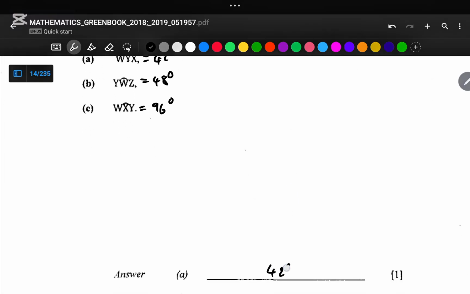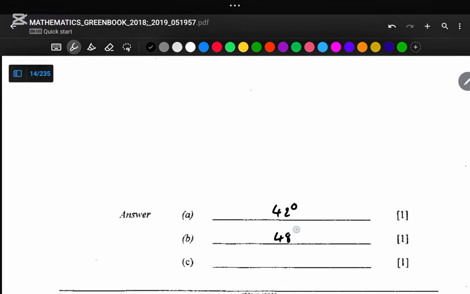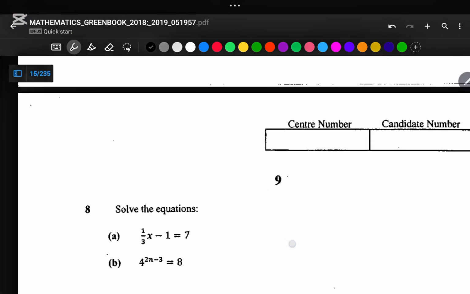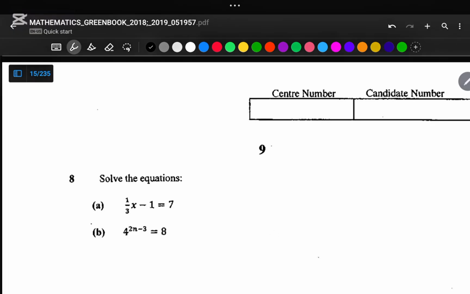So it's 42 degrees, 48 degrees, and 96 degrees. That is our final answers, and we are done with number 7. And let us move on to number 8 of our question. So number 8 says, solve the equation.